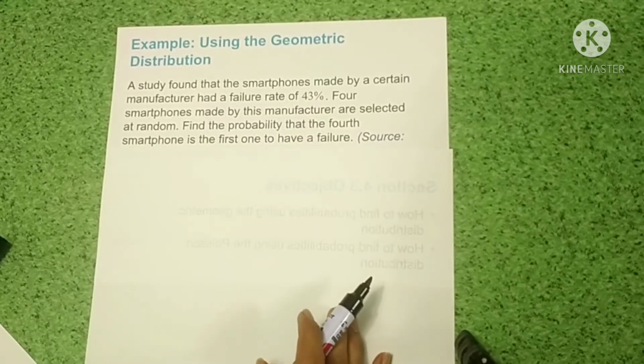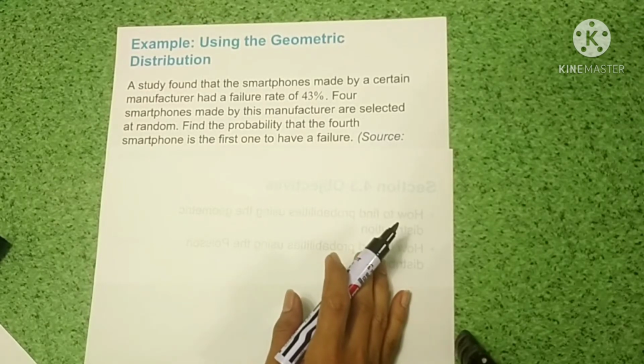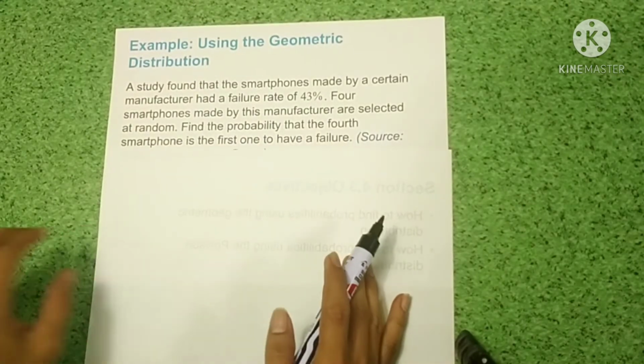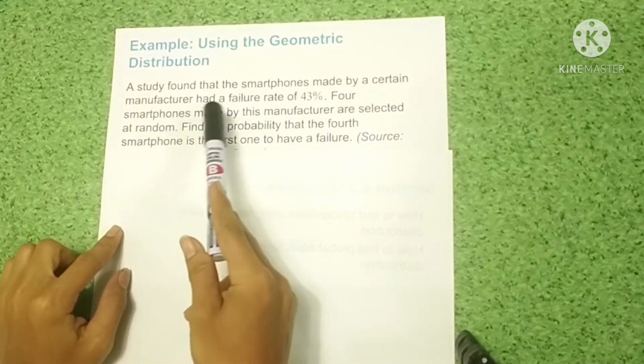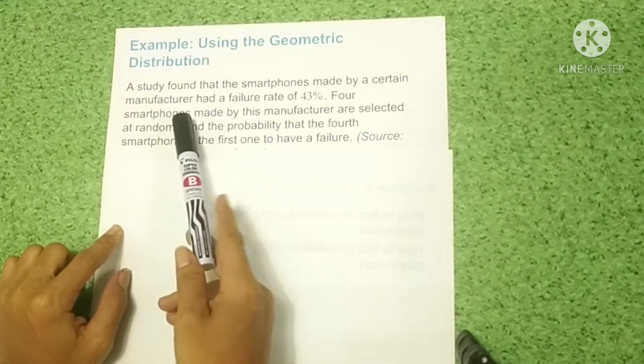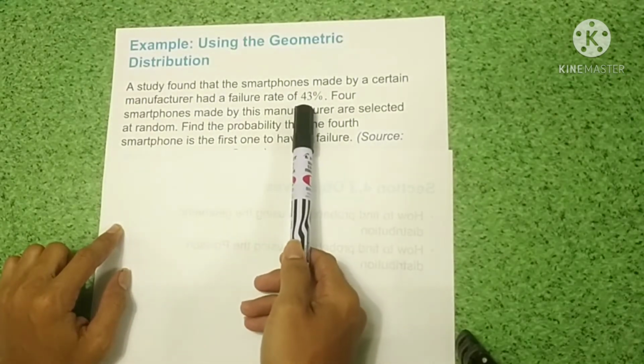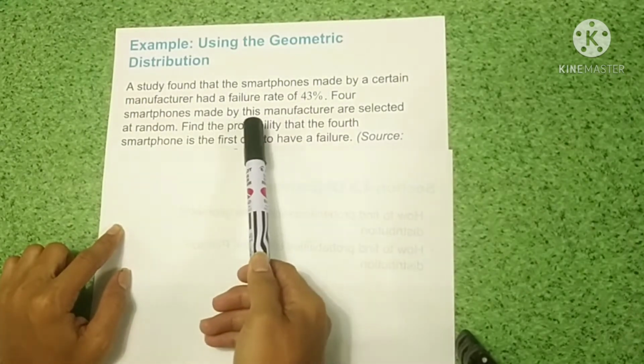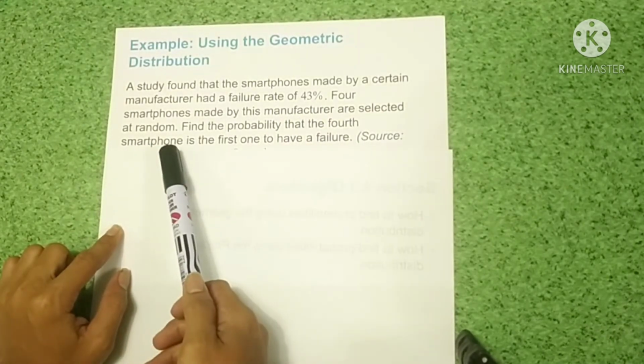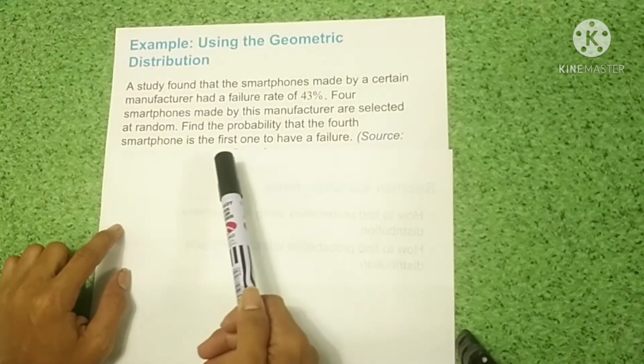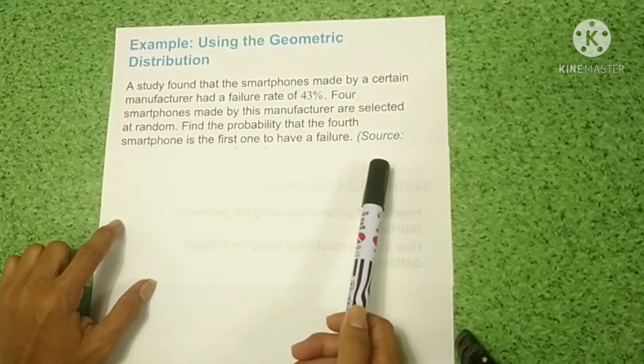So the probability that the first success will occur in trial x is P of x equals P times q raised to the power of x minus 1, where q is equal to 1 minus p. Here is an example for using the geometric distribution. A study found that the smartphones made by a certain manufacturer had a failure rate of 42%. Four smartphones made by this manufacturer are selected at random. Find the probability that the fourth smartphone is the first one to have a failure.